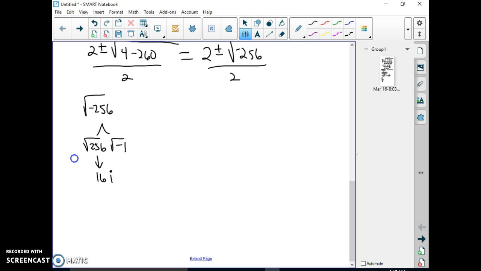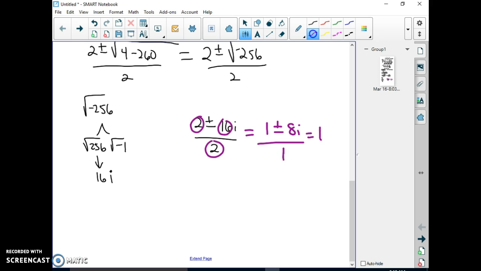So my problem is becoming 2 plus or minus 16i all over 2. So this will reduce. As long as these three numbers all divide by the same thing, we can reduce this. So this will reduce to 1 plus or minus, I'm dividing them all by 2, 8i all over 1, or just simply 1 plus or minus 8i. So my four zeros are negative 1, negative 1, 1 plus 8i, and 1 minus 8i.